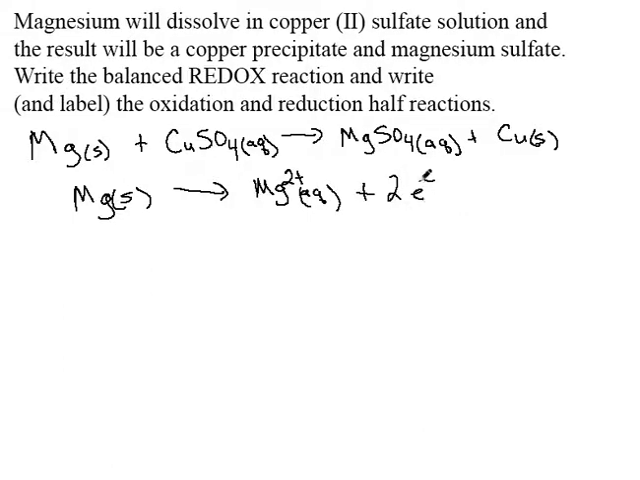The fact that electrons are a product means that magnesium, when it becomes magnesium ions, is losing 2 electrons. Electrons are a product, electrons are lost, so this is our oxidation half reaction.